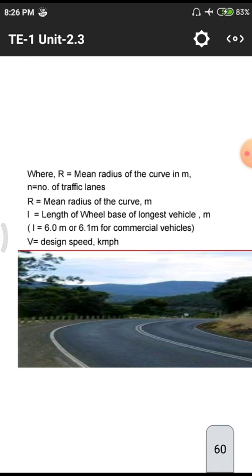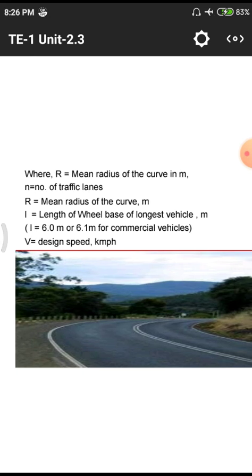This is the road we are having normally. We are keeping some amount of extra widening in terms of length, where R is the mean radius of the particular curve, N equals number of traffic lanes, and R equals mean radius of the curve in meters. L equals 6 meters. We need to have some amount, 6.1 meters for common vehicles, where V is the design speed for a particular type of road.